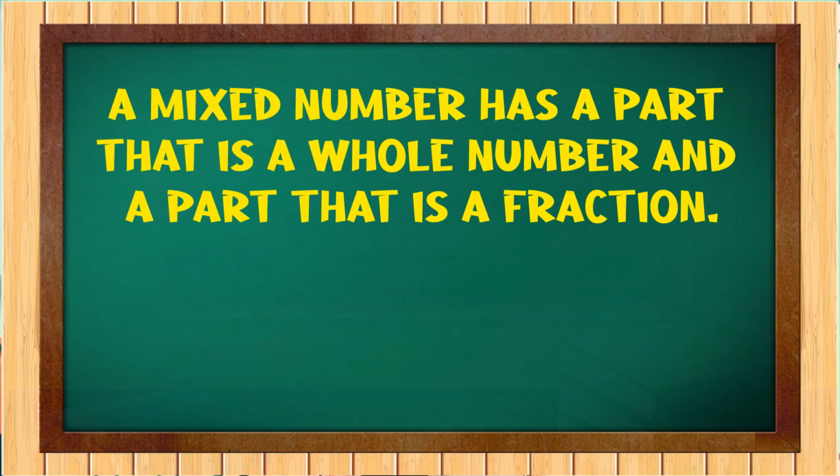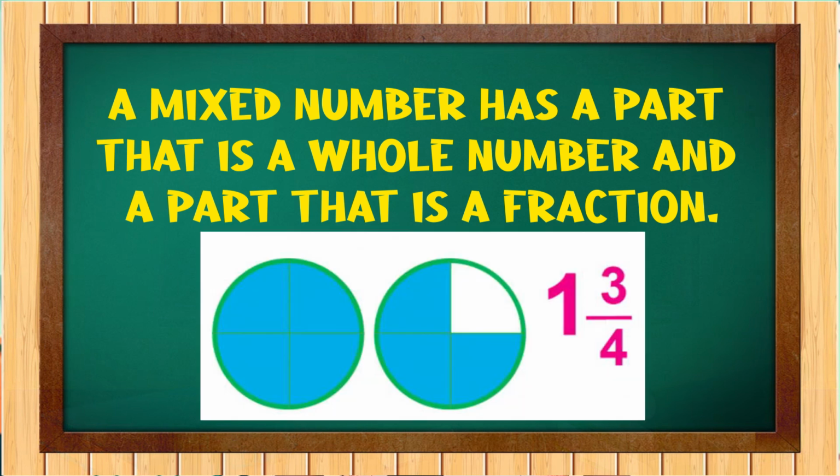So, let's take off. What is a mixed number? A mixed number has a part that is a whole number and a part that is a fraction. For example, 1 3/4. Look at the representation. You see the whole and 3 parts shaded out of the other whole.